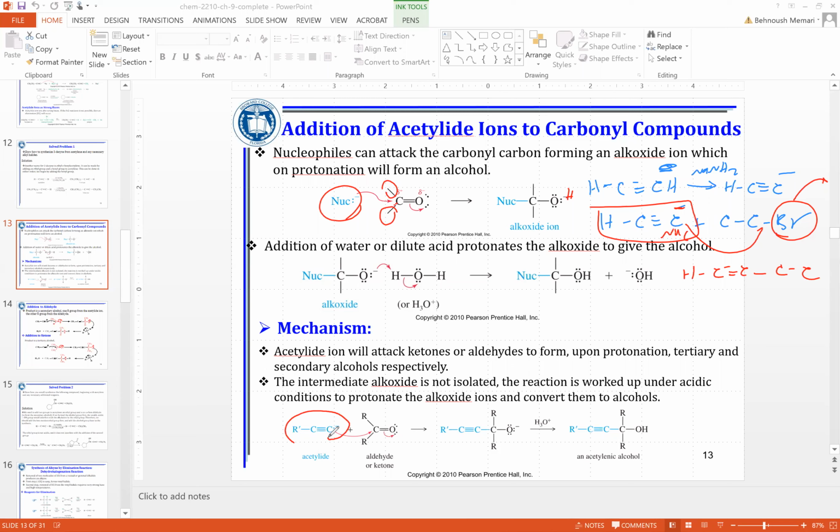So acetylide ion acting as a nucleophile, when it attacks the carbonyl group, or any nucleophile attacks the carbonyl group, you have to first look at the groups that are attached to this carbon. If any of them is a leaving group, then the leaving group would leave. If none is a leaving group, then the pi bond will break over the oxygen. You protonate that, you get the alcohol functional group. So acetylenic alcohol means that you have a triple bond and an alcohol on the same molecule.